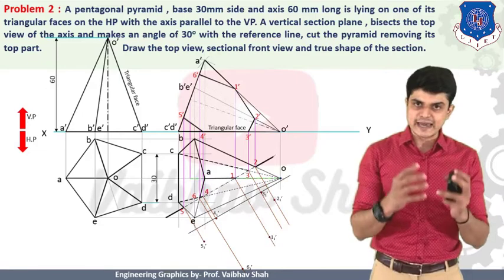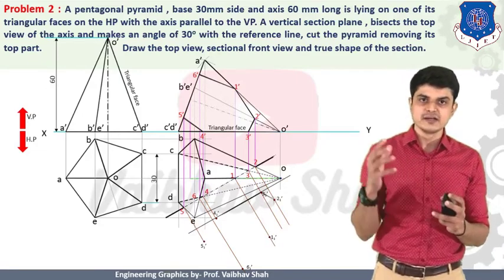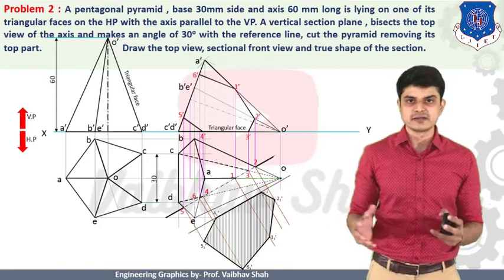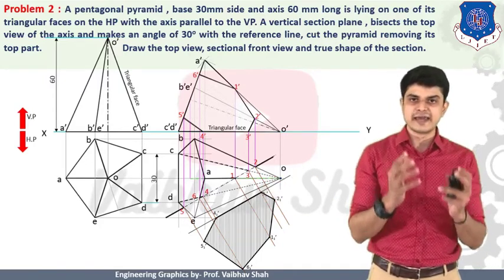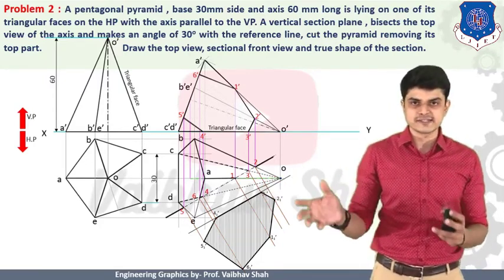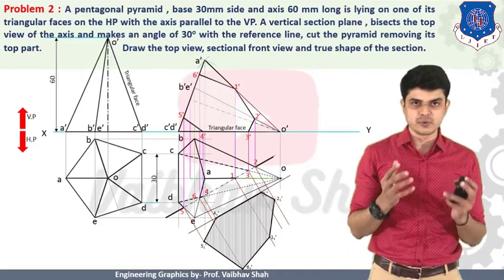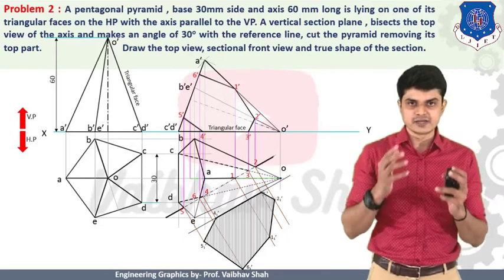After getting all the dimensions, you should simply join these points in the numerical manner 1, 2, 3, 4, and you should give this pattern. This is known as hatching. So we have provided hatching. This is nothing but your true shape of section generated. Very easy. So what we have done, once again, I will quickly revise.